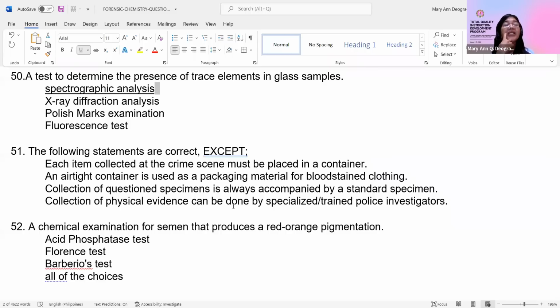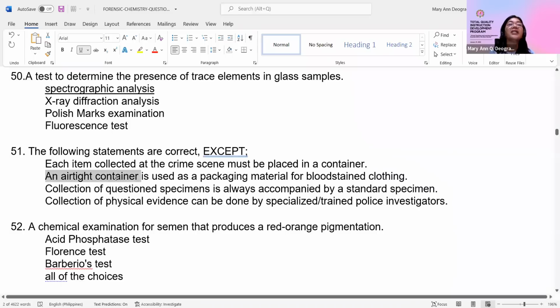O alin dyan ang statement na mali? Tingnan natin, maraming sumagot. Okay, let's hear. Nako, wala na. Walang tumama. It's letter B, I should say. An airtight container, hindi tayo pwedeng gumamit ng airtight container. Exception nga eh. Okay, eto yung sagot dyan. Intindihin nyo yung mga tanong, mga anak.